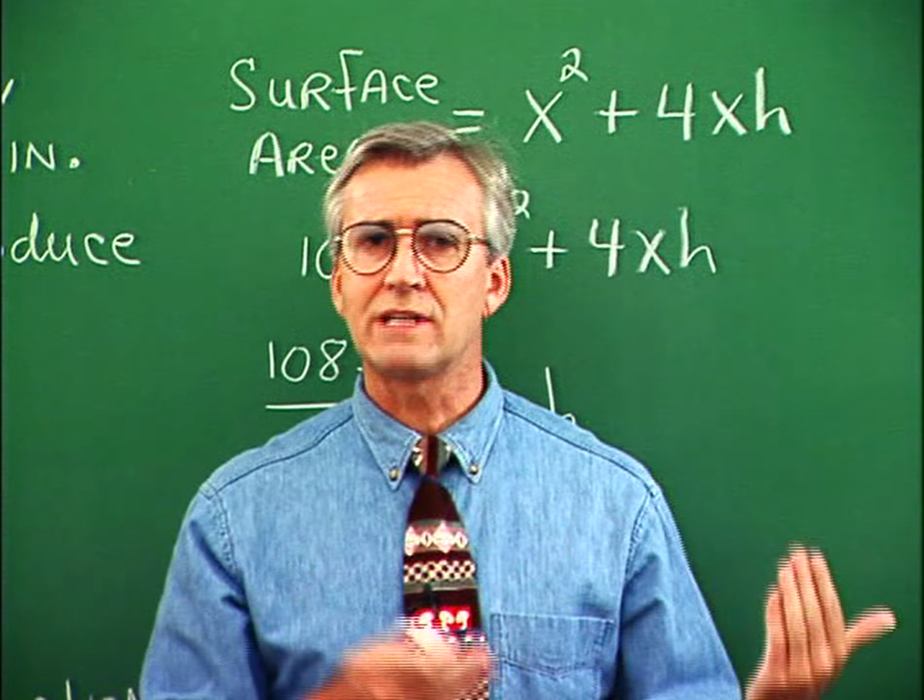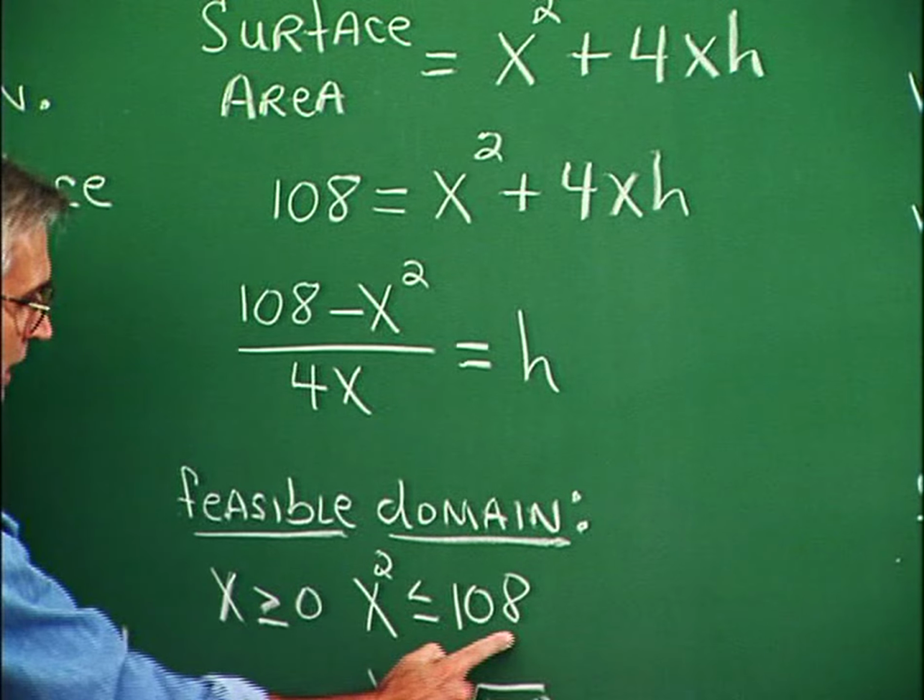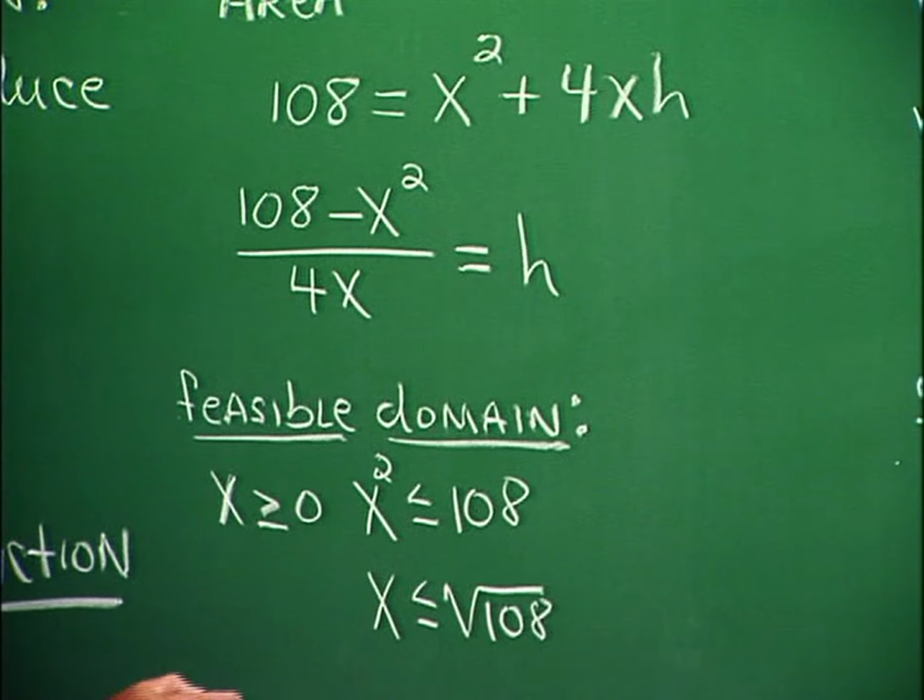It's even unrealistic for it to be that big, but that's certainly a constraint here. The area of the bottom of the box can't be any more than 108. So that means x squared is less than or equal to 108. So I could say then that the feasible domain is that x is greater than or equal to 0, and that x squared is less than or equal to 108. x then is less than or equal to the square root of 108.